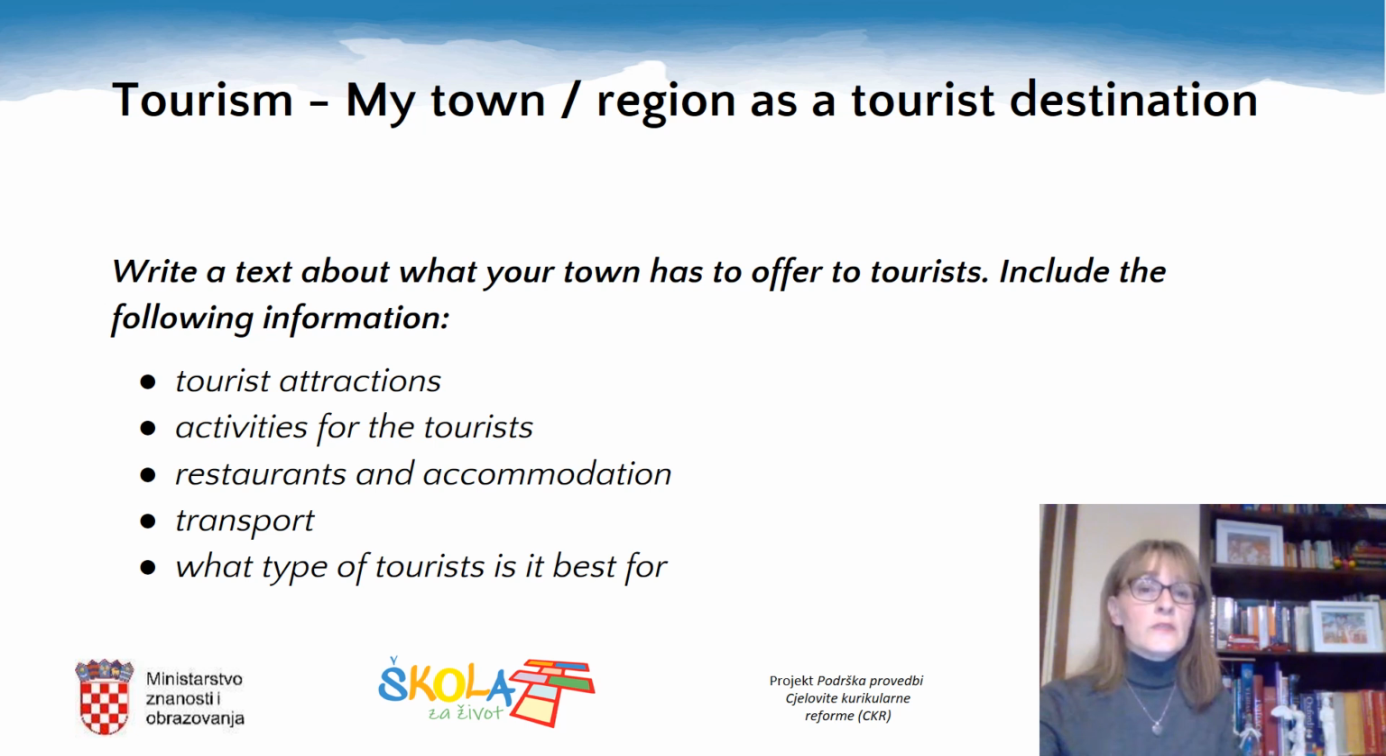And our last activity today is a writing task. You're going to write a text, my town or my region as a tourist destination. In it, you're going to write about tourist attractions, activities tourists can do, places they can stay in, or where they can have nice meals. Also, don't forget to mention how they can get around in your town. Finally, write down who do you think would have most fun in your town. For example, families with kids, young people, adrenaline junkies, your choice.